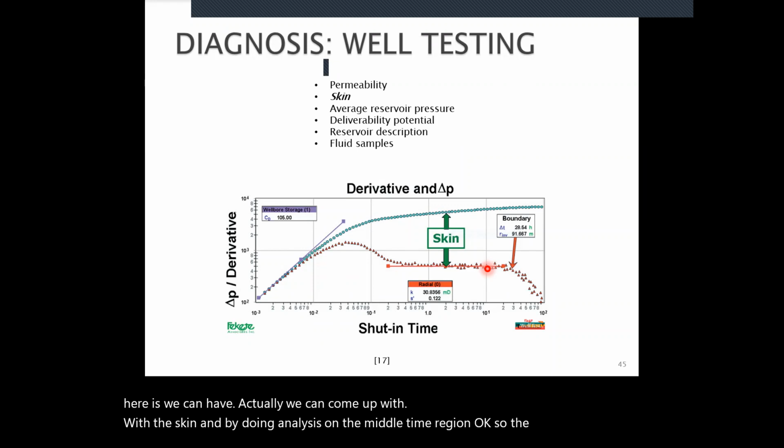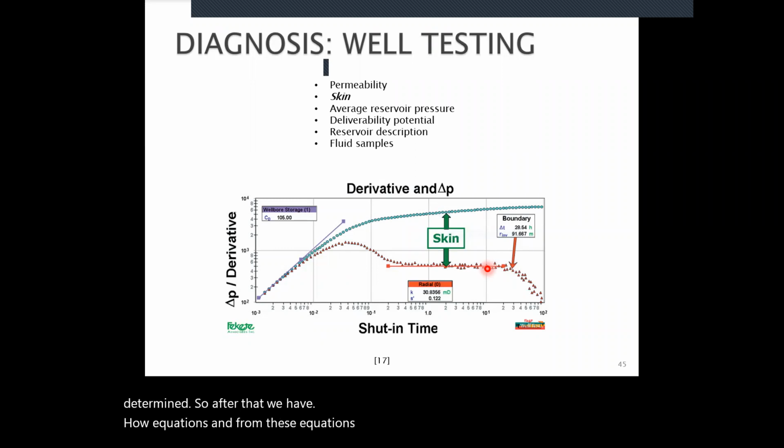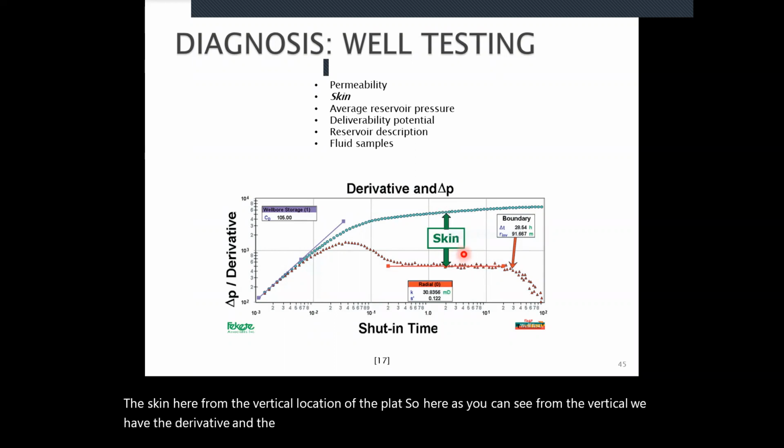The middle time represents radial flow, and it is not until middle time is reached that permeability can be determined. After that, we have equations, and from these equations we can come up with the skin here. From the vertical location of the flat, as you can see, we have the derivative and the pressure. And from the vertical location of the flat of the derivative, these two answers should be the same.